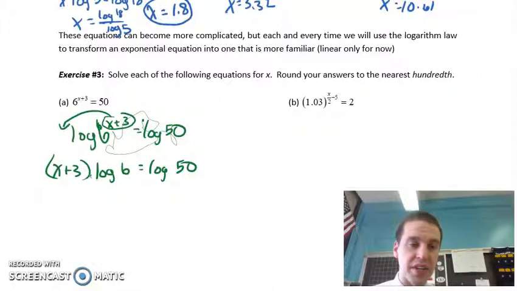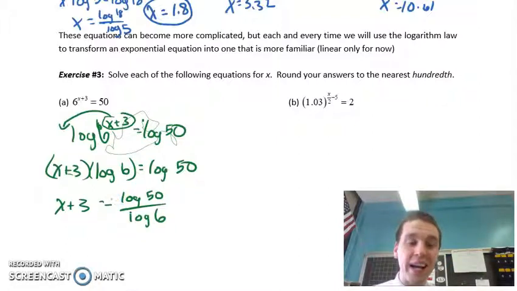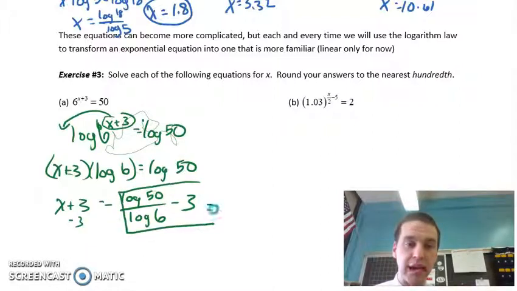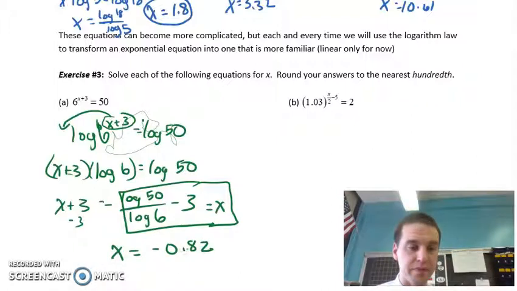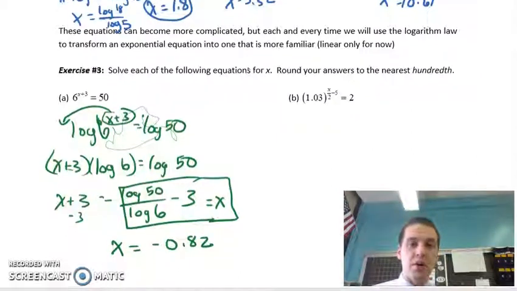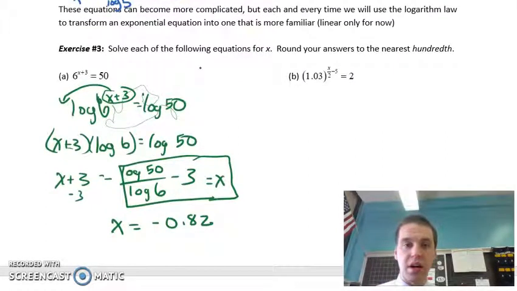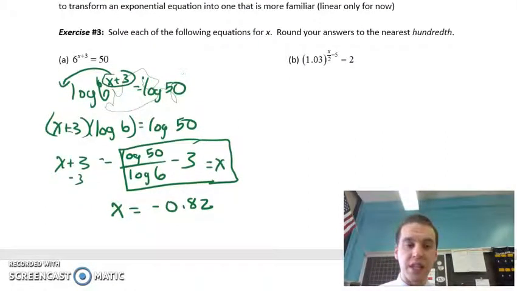Notice that since that's in parentheses, and this would be 2, we can divide by log of 6 due to the fact that we're multiplying the 2. And then, now that the x plus 3 is alone, you would subtract the 3 on the outside. That is what x equals. If you're going to round it to the nearest hundredth, you would get x to equal negative 0.82. Why don't you guys try B? It's a little more difficult, but try B and then I'll put the answer up.